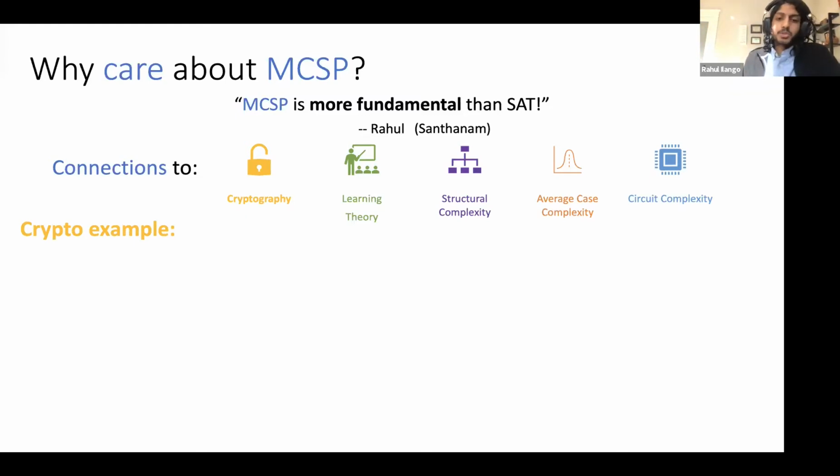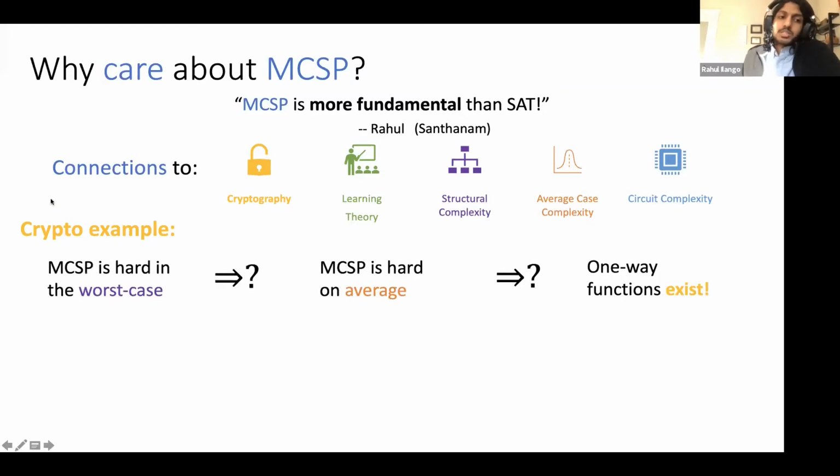In particular, people are trying to prove the following lines of implications. They want to show that if MCSP is hard in the worst case, then it's hard in the average case. And if it's hard in the average case, one-way functions exist. So this is a line of work that's trying to put the foundations of cryptography on solid complexity theoretic grounds, saying that if MCSP is hard in the worst case, and ideally if it was NP hard, we would have something like P not equal to NP, which implies that one-way functions exist. And in fact, we know that if one-way functions exist, then MCSP must be hard in the worst case. So these would all be equivalences here.